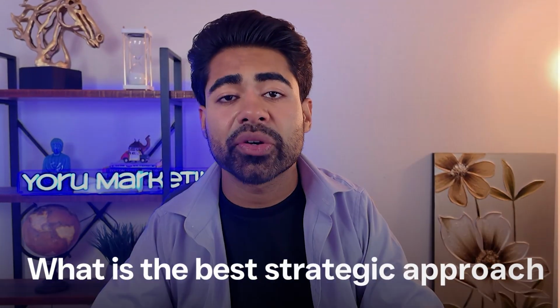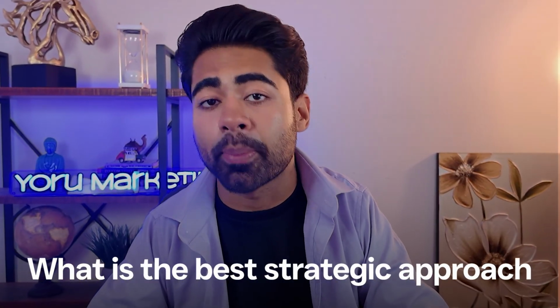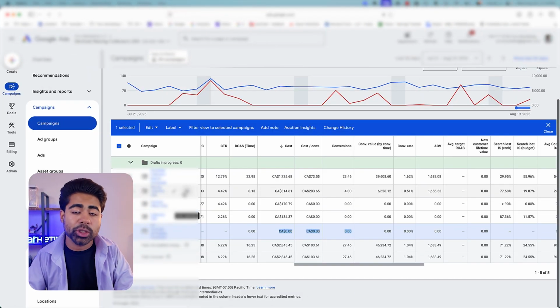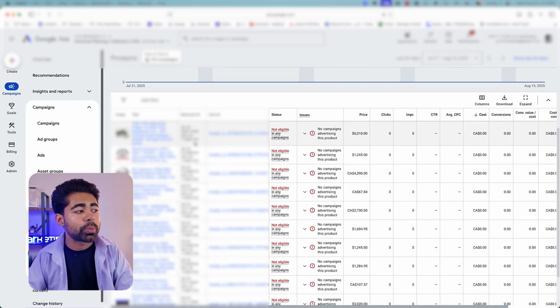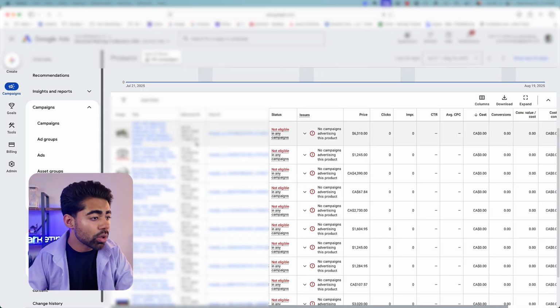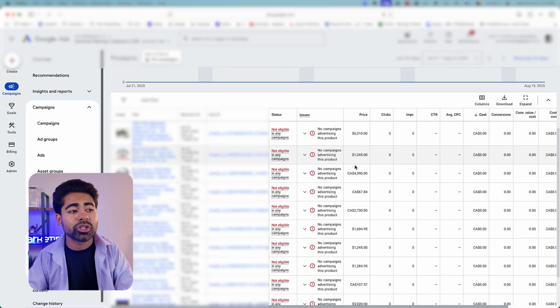Now, after getting a general idea of how the brand is performing, where it's leaking, etc., the next step I usually like to take is understanding what's the best strategic approach to implement in a situation like this. First and foremost, we always start from the foundation up with the landing pages, with the actual conversion tracking and everything in between, getting that situated, getting that fixed up, and then from there moving on to the product feed. As we see in this situation, a lot of these products are basically non-existent on Google because none of these campaigns are actually targeting them.